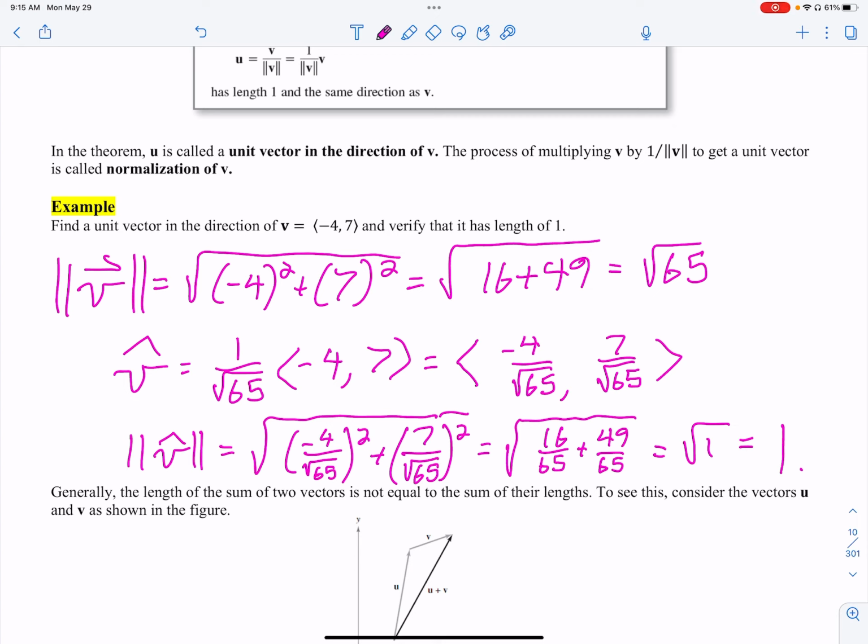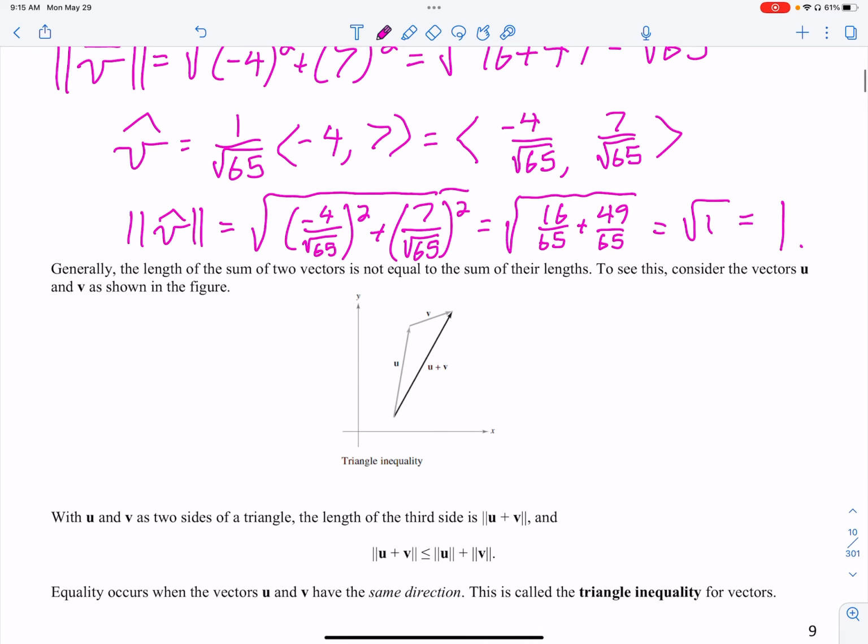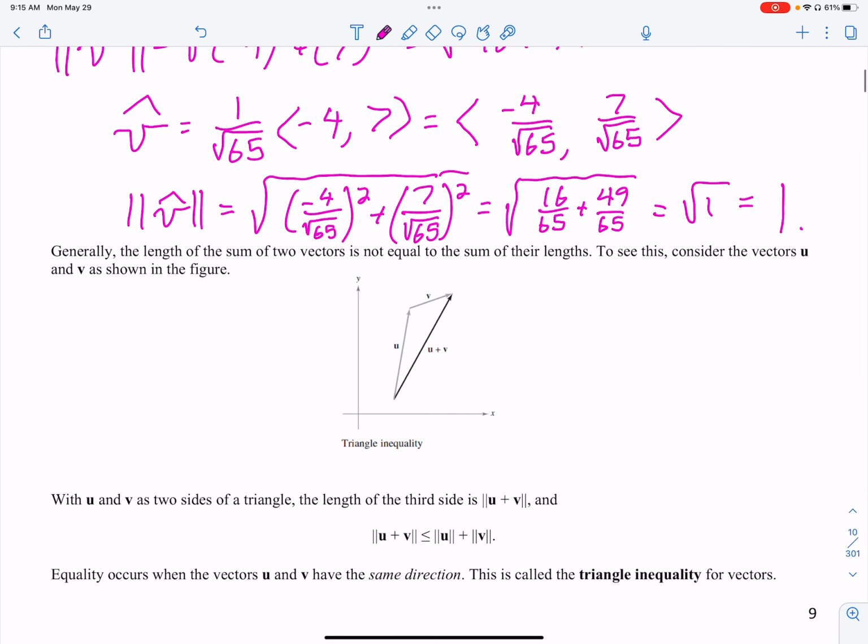Magnitude finds length. These are going to be helpful for describing a direction without a magnitude. Okay, one more idea here, the triangle inequality.